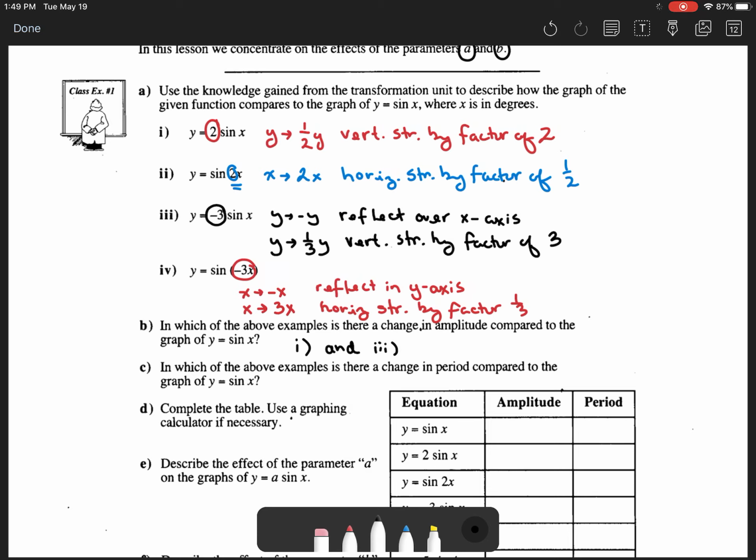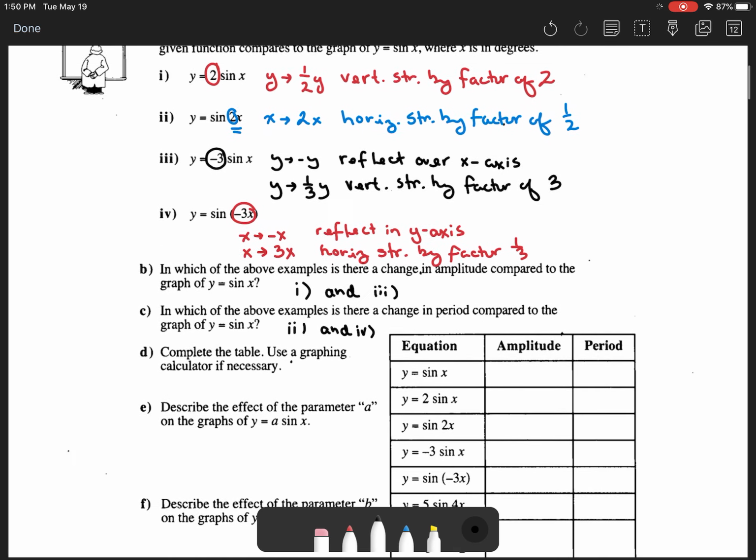Well, remember, since we're discussing in degrees, the period length for sine and cosine is both 360 degrees, isn't it? That's the horizontal length it takes for the graphs to complete one cycle. So I'm going to be changing that if I horizontally stretch the graphs. So in which graphs were there a horizontal stretch? Well, that would have been graph 2 and graph 4. So horizontal stretches are going to affect the period length.